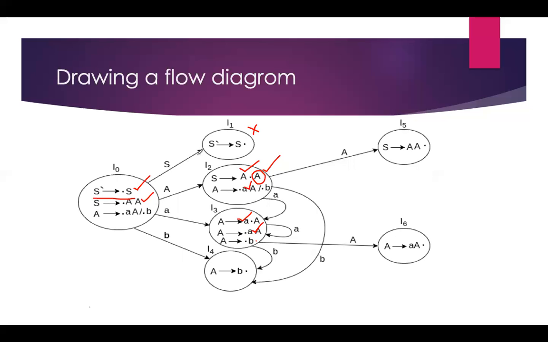Just check it out. Under capital S, it is 1. Capital A, it is 2. Under small a, it is moving to I3. Here we need to write S3. Under small b, we are moving to I4. So here we need to write S4. This is how the first state we filled it out.